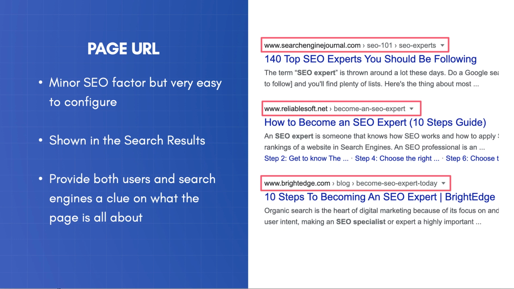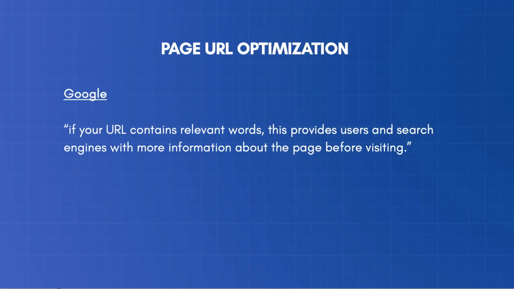There are a couple of reasons why you should optimize your URLs. First, they are shown in the search results above the page titles. Second, they provide users and search engines a clue on what the page is all about. As stated by Google, if your URL contains relevant words, this provides users and search engines with more information about the page before visiting.